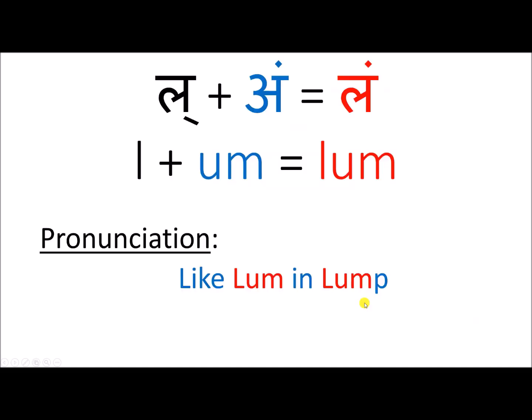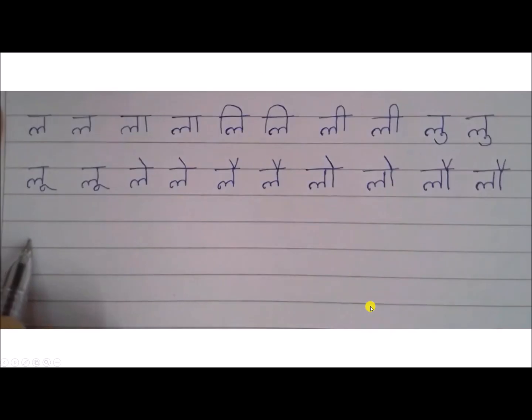Next is lum. You get this sound lum when you add L to the anusvara. L plus anusvara equals lum. And lum is pronounced like LUM in lump. And lum is written like this.